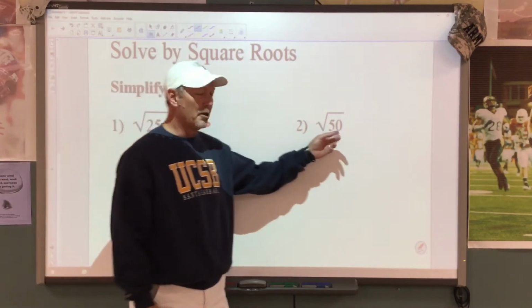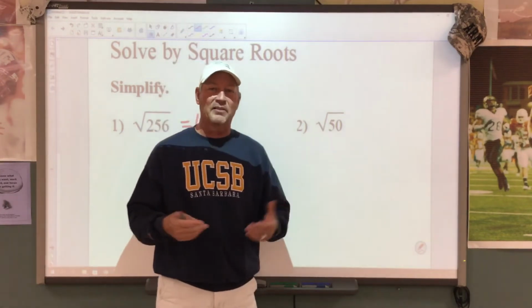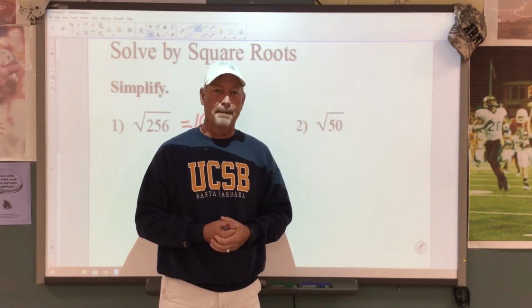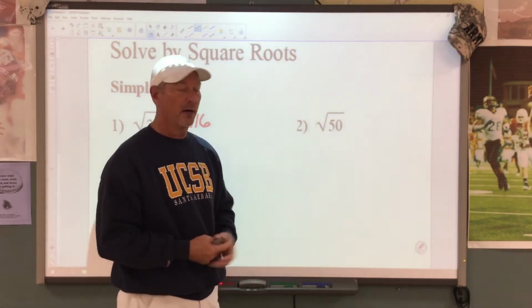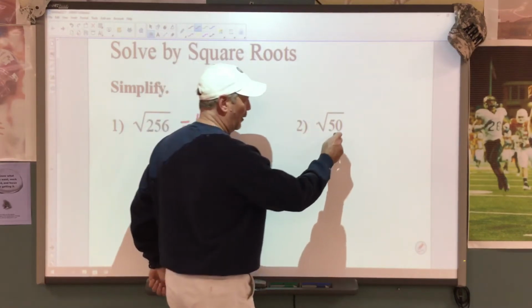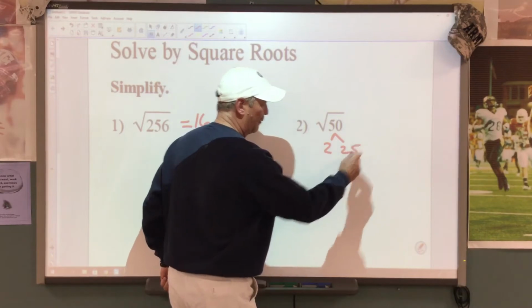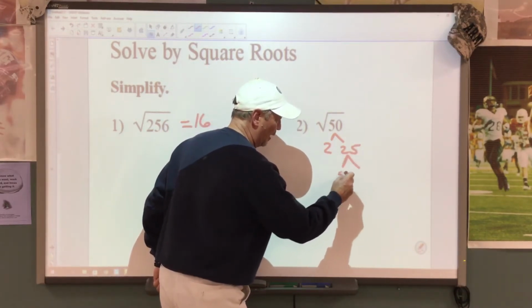But what about a number like 50? When you put it in the calculator, you're going to get a decimal, 7.1 something. Okay? But what we need to do is simplify a radical that's not a perfect square. So what did this come from? This came from 2 times 25. And the 25 came from 5 times 5.